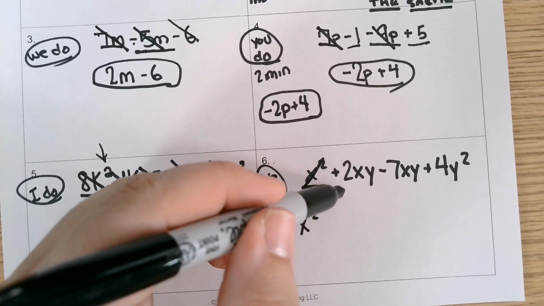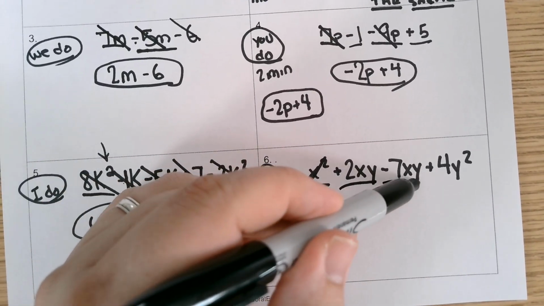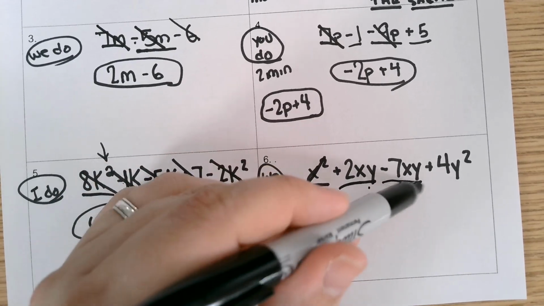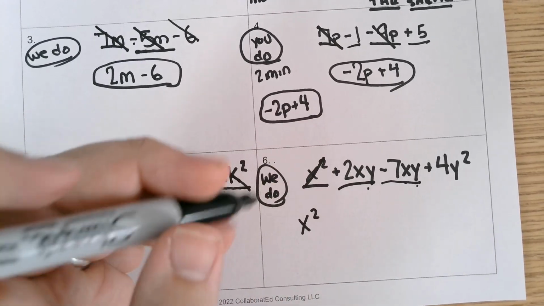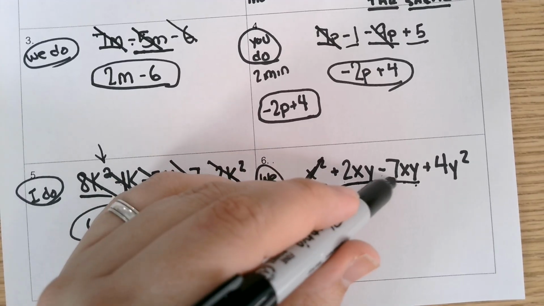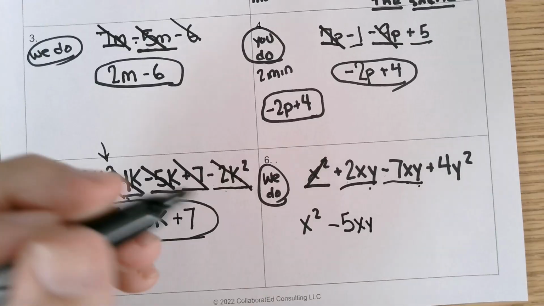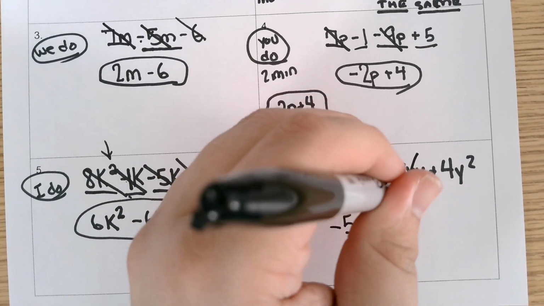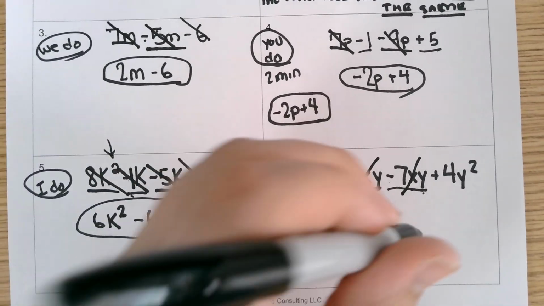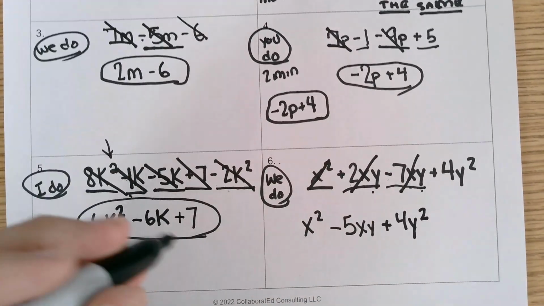So 2xy, does that have any like terms? It does, with this negative 7xy. They both have x, they both have y, neither of them have exponents, so you're just going to combine. You're just going to push them together. 2 minus 7 is negative 5xy. Cross out, cross out. Is 4y squared, all by itself. Drop out.